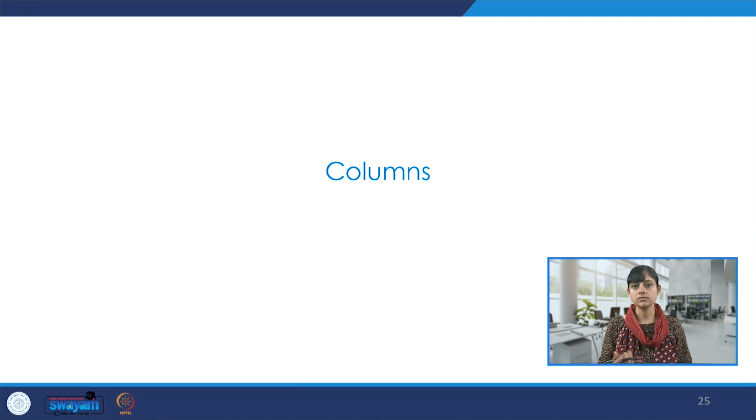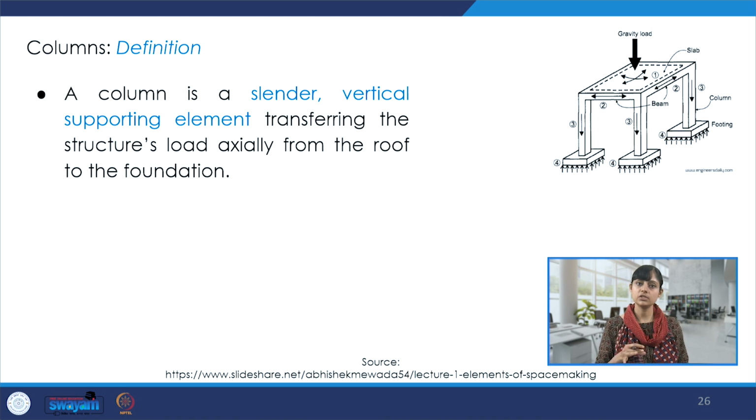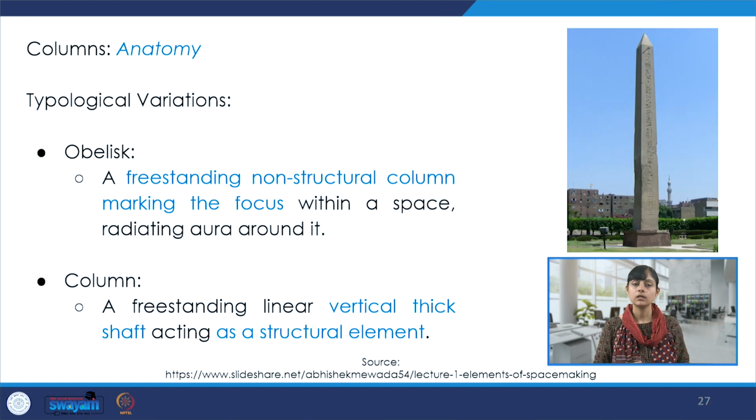Talking about columns, a column by definition is a slender vertical supporting element, and it transfers the load basically axially from the roof to the foundation. Now talking about the anatomy of columns, we could find some typological variations. So there is an obelisk. It is a freestanding non-structural column. It marks the focus within a space.